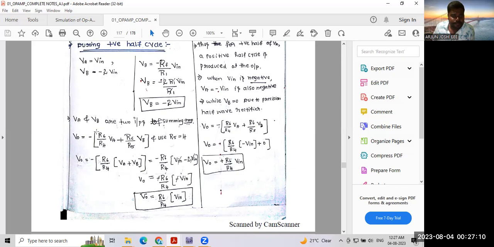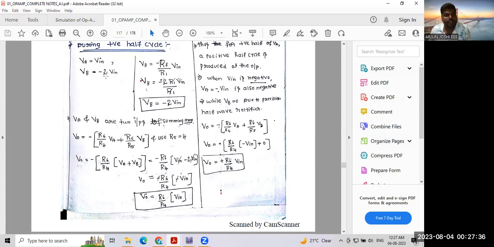And then VA and VB are the 2 inputs of the summing amplifier. Summing is nothing but addition. We need to add VA plus VB. What do you mean by VA? V in. VB is nothing but 2 V in. So V in and 2 V in, you need to add. The final equation is R6 divided by RF times V in. You can add here: minus V0 is nothing but VA plus VB.